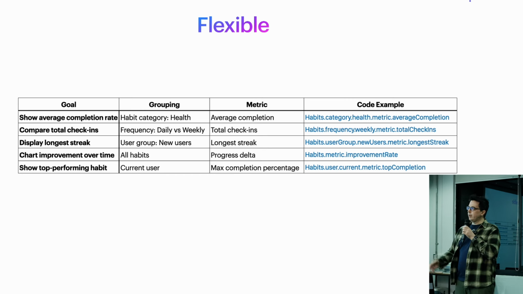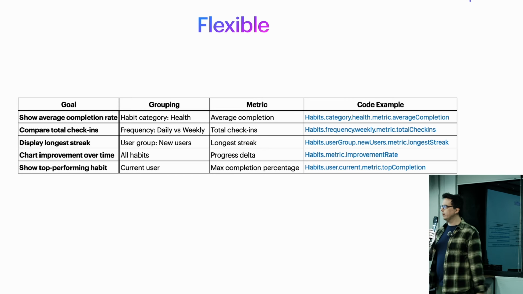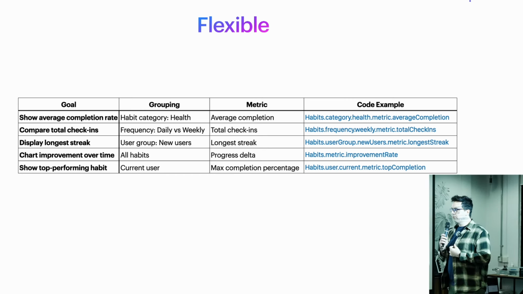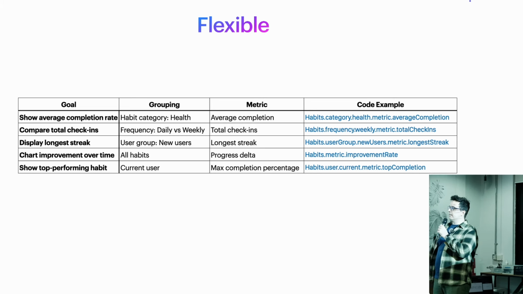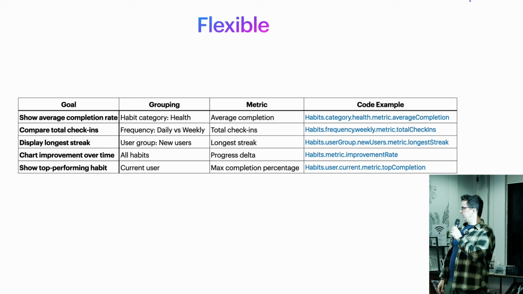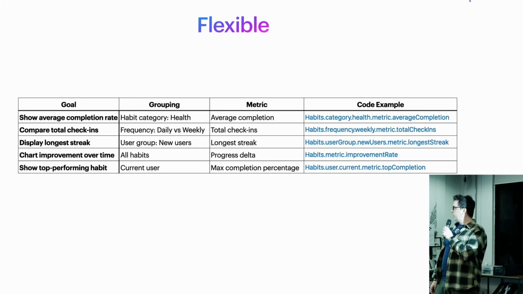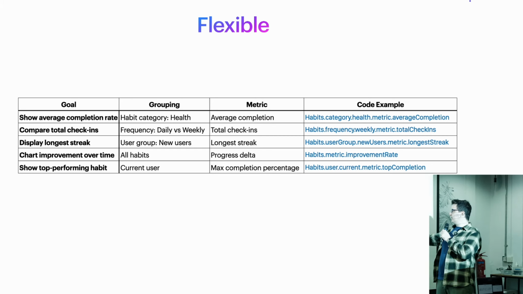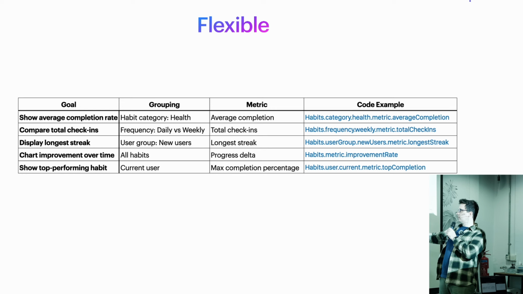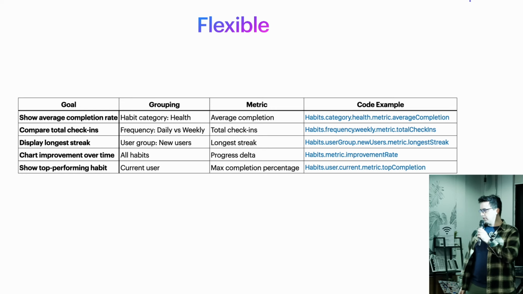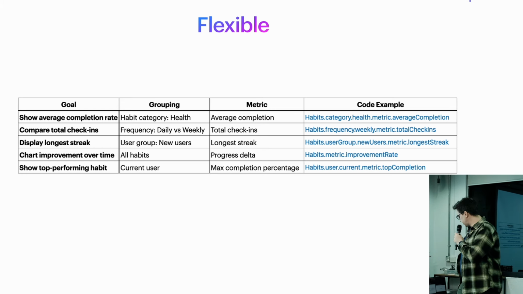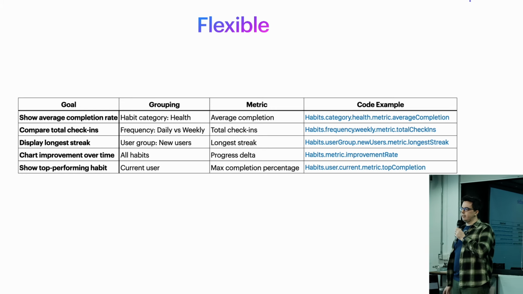And it is flexible. Here are some examples of what you could do. You want to show an average completion rate, writing this, or you want to compare total check-ins. The interesting thing in this example is that we changed the data grouping to weekly, for example. Display longer stretches, make a chart of improvement over time, etc., etc.